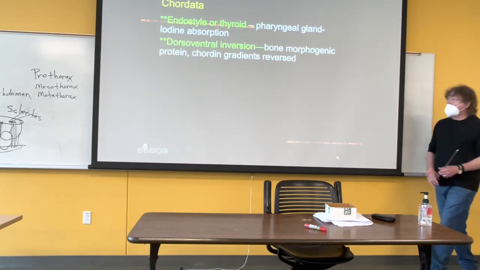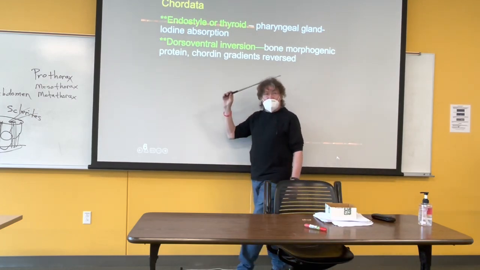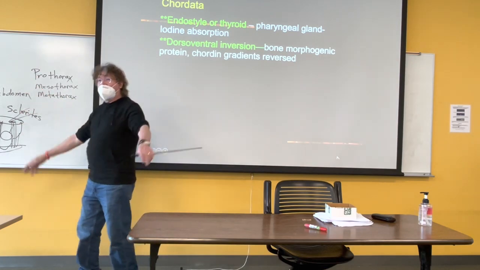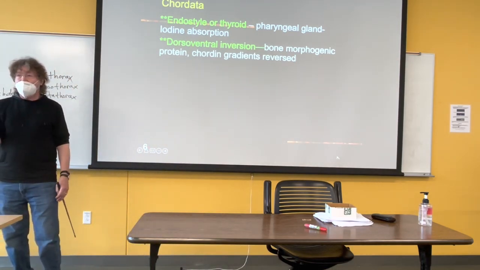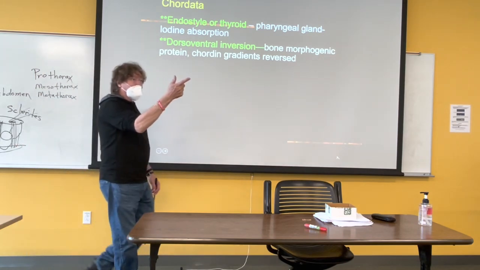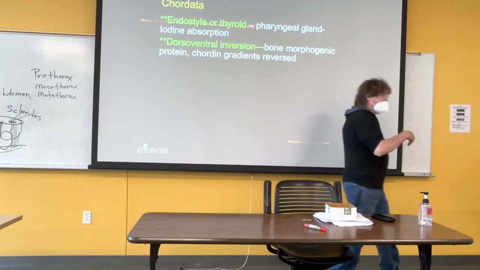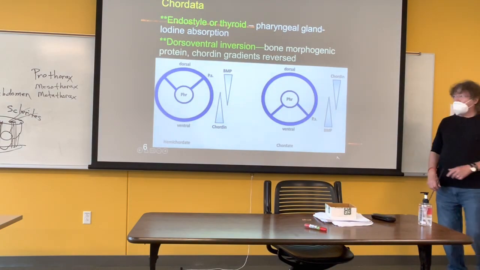Another apomorphy. Now this is not in your textbook. We seem to be animals that, compared to the rest of the animal kingdom, are sort of flipped upside down. We have a dorsal nerve cord instead of a ventral nerve cord. Ventral nerve cords are widespread, but this dorsal-ventral inversion is unique to us.